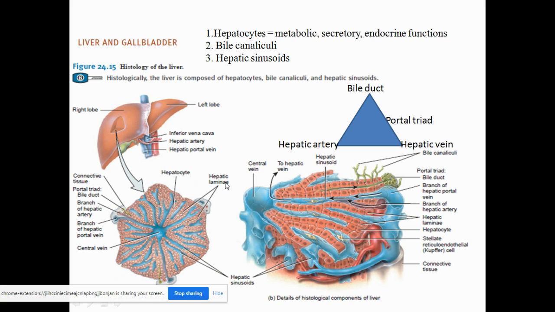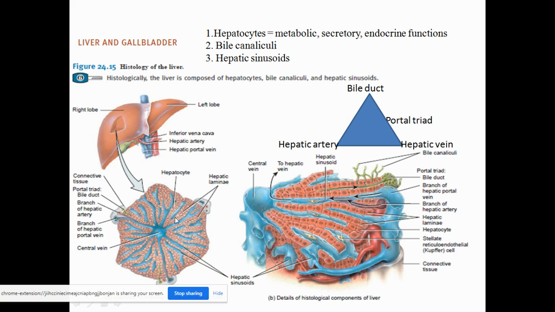It is a complex three-dimensional structure. It is made up of hepatic laminae, and then you have the hepatic sinusoids, and then you have the portal triad. The portal triad has three ducts: one is the bile duct, another is the hepatic artery, and another is the hepatic portal vein, and it all converges into the central vein. The sinusoids will converge into the central vein. So we will see in detail what are the hepatocytes, what are the hepatic sinusoids, and the canaliculi.